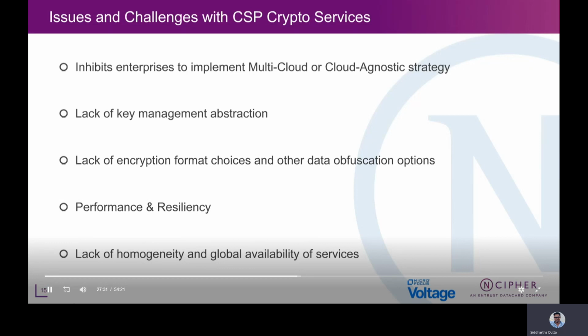And in a lot of cases, if you were to do that, you are looking at a major rekeying exercise, meaning bulk decryption of all data and then re-encryption of the data as you move. So obviously that's not something anyone on the enterprise side would want. So it kind of inhibits enterprises from implementing a multi-cloud or cloud-agnostic, and even a hybrid model as well.